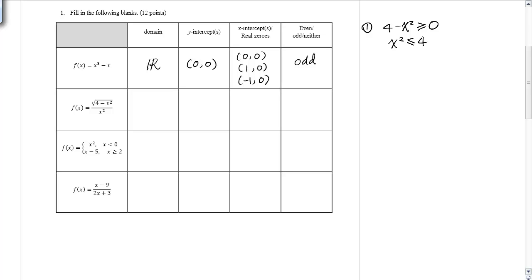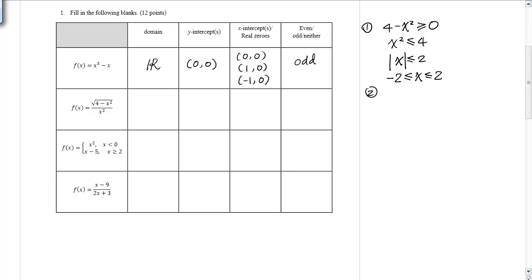And then we take the square root on both sides. Don't forget, when you take the square root on both sides, what you get is not simply x is smaller than or equal to 2. That's not correct. It should be the absolute value of x is smaller than or equal to 2, which means that x could be anything between negative 2 and positive 2. So from the first requirement, negative 2 is smaller than or equal to x, smaller than or equal to positive 2.